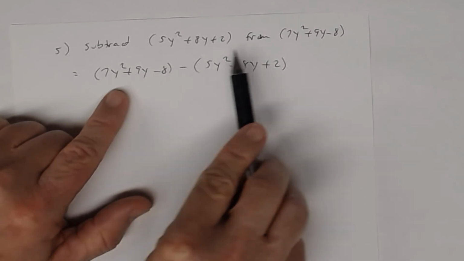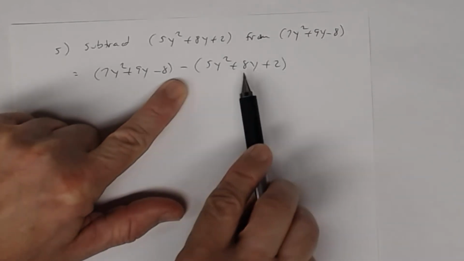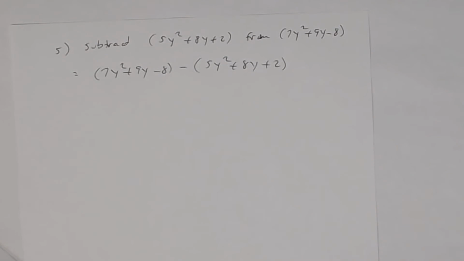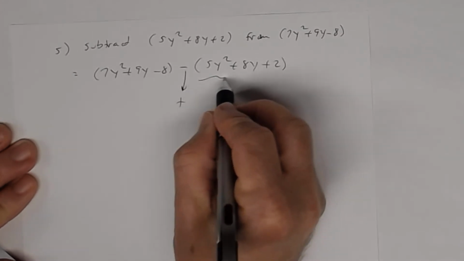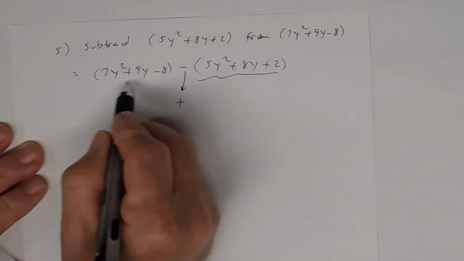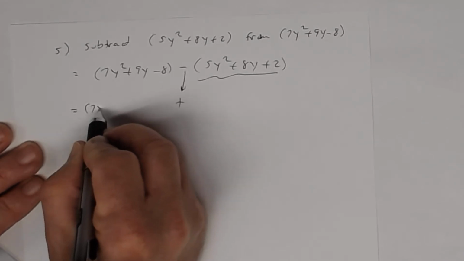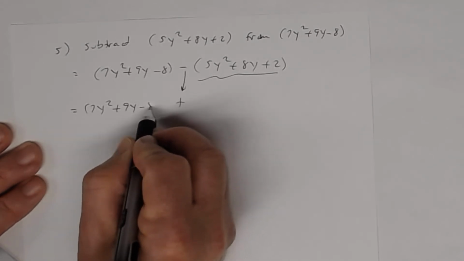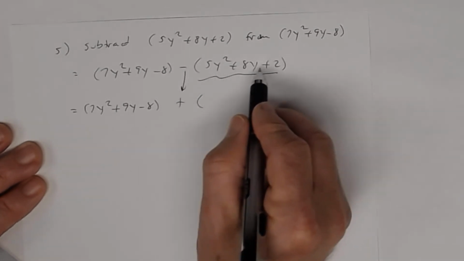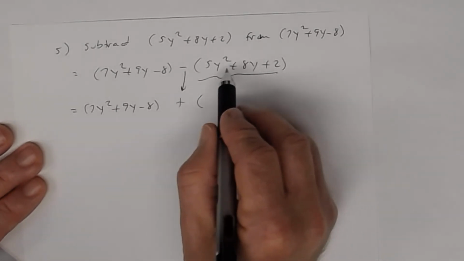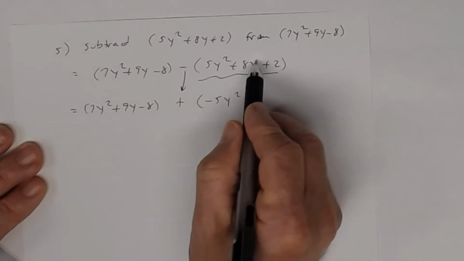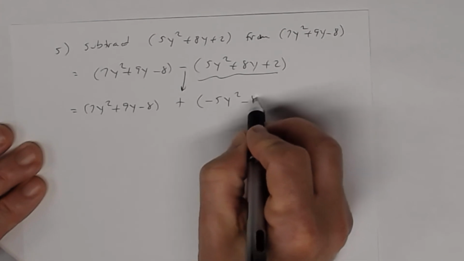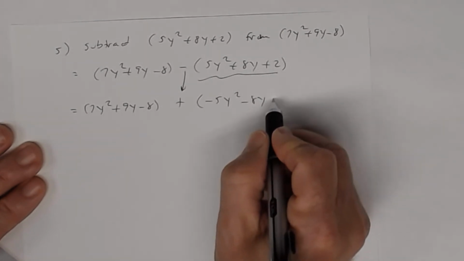That means subtract this from this. Okay? All right, now we're going to change this to an addition problem. When I change this to an addition problem, remember we're going to add the opposite. So this polynomial stays the same, 7y squared plus 9y minus 8 plus, and then the opposite of each of those terms. So remember, just changing the signs. A positive 5y squared becomes a negative 5y squared. A positive 8y becomes a negative 8y. A positive 2 becomes a negative 2.